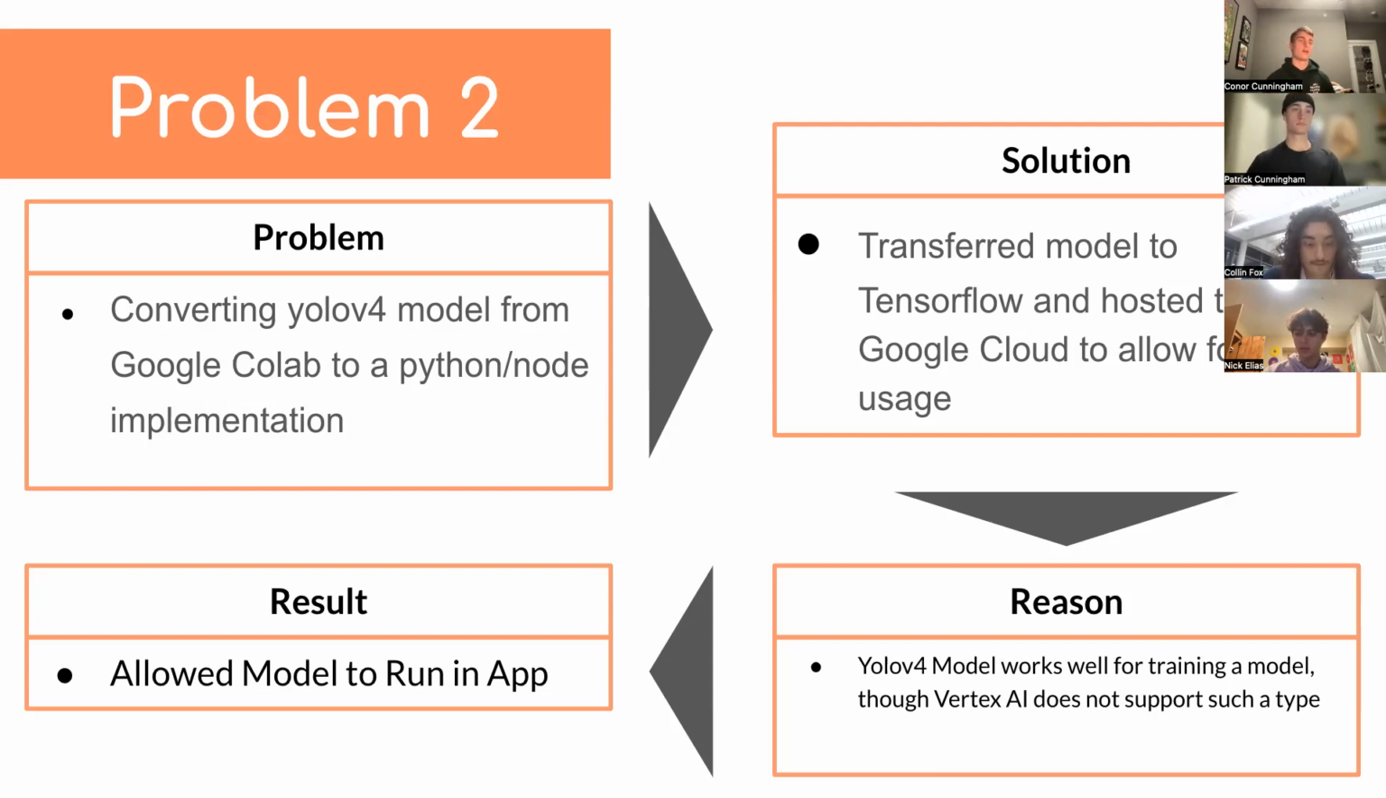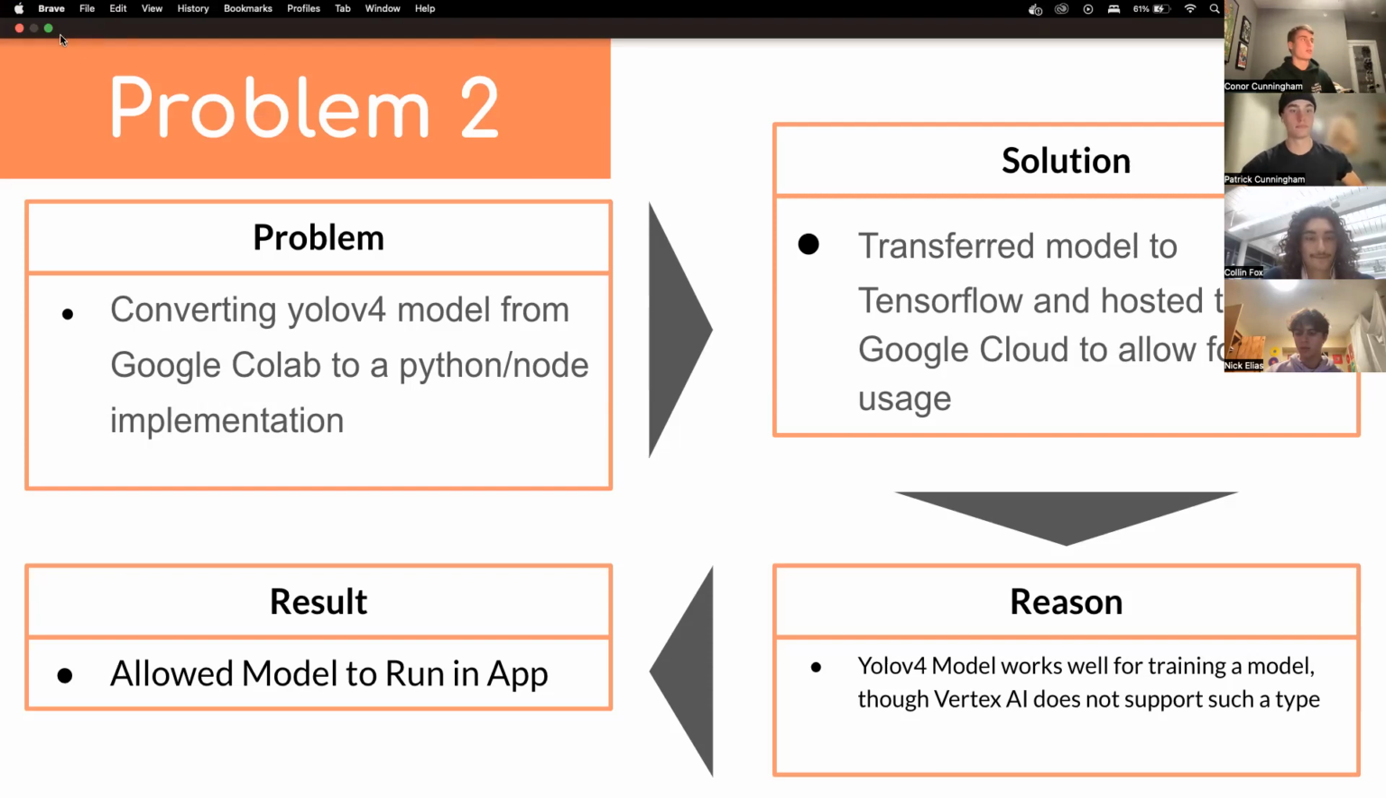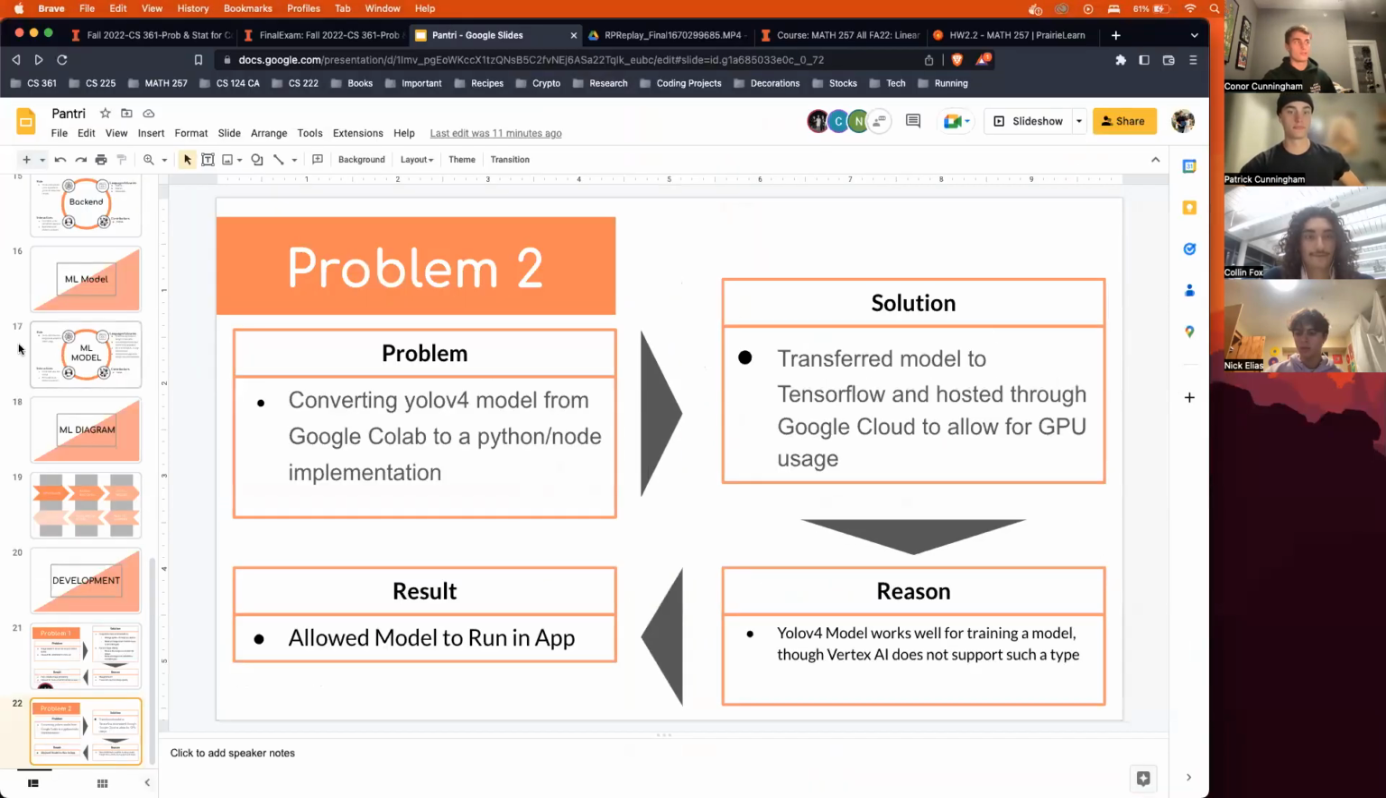Again, the reason for this was that YOLO v4, while it did work well for training the model and giving basic demonstrations of how well it works, isn't supported by Vertex AI, which is the service that Google Cloud uses. So unless we had converted to TensorFlow, we wouldn't have actually been able to implement this into our app. So the result of this, we were able to run our machine learning model on our app. And I believe that is all that we have prepared for our presentation.